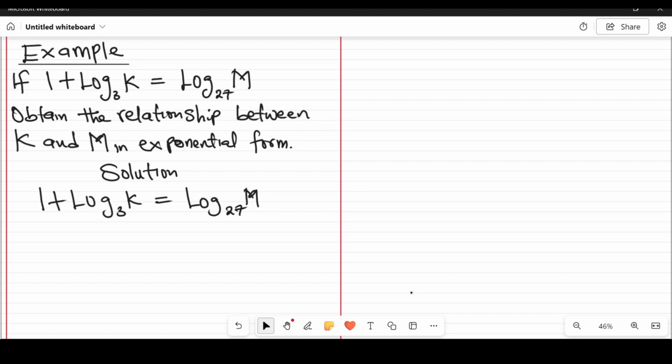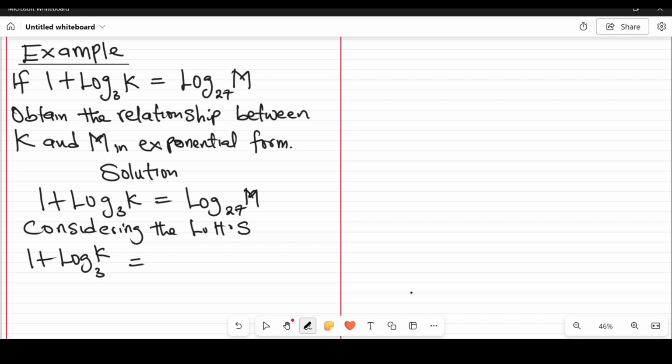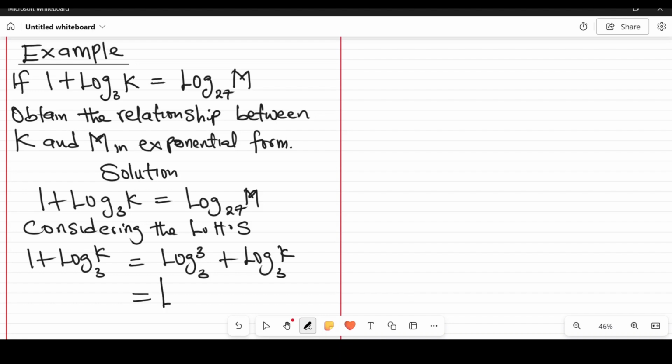Now, considering our left-hand side, 1 plus log k to base 3 will be equal to log 3 to base 3 plus log k to base 3, because we know that logarithm to this base is equal to 1. From our logarithmic laws, this can now be expressed as log of 3k to base 3. Now we have been able to express our left-hand side in a simple form.